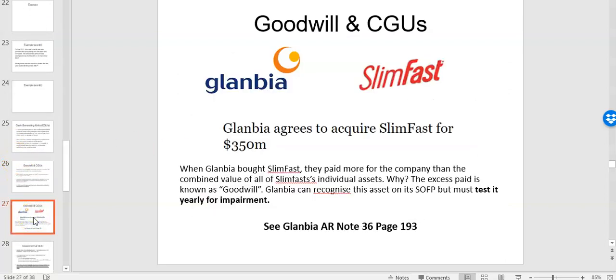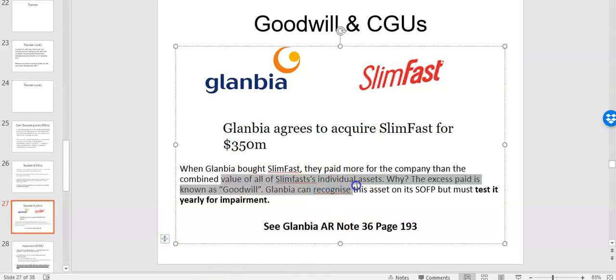So then we're coming to an example. Take Glanbia and SlimFast. So back in 2018, Glanbia acquired SlimFast for 350 million. But they paid more for the company than the combined value of all the assets. So why would they do that? Well, again, you're buying a premium. You're buying this intangible value in terms of future growth, in terms of future customers, potential, etc., the cross-selling potential.